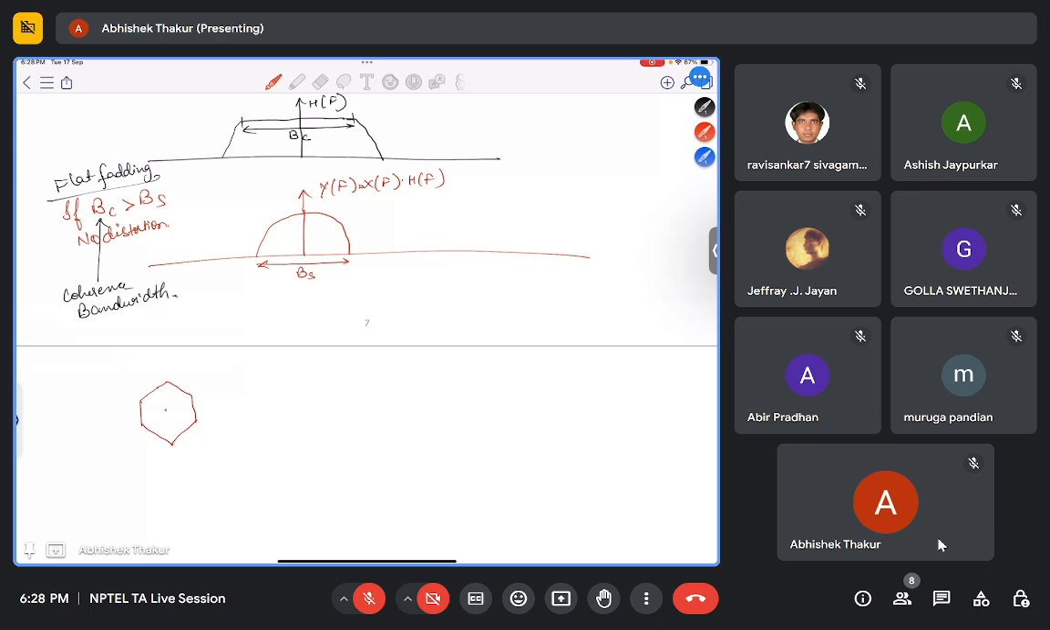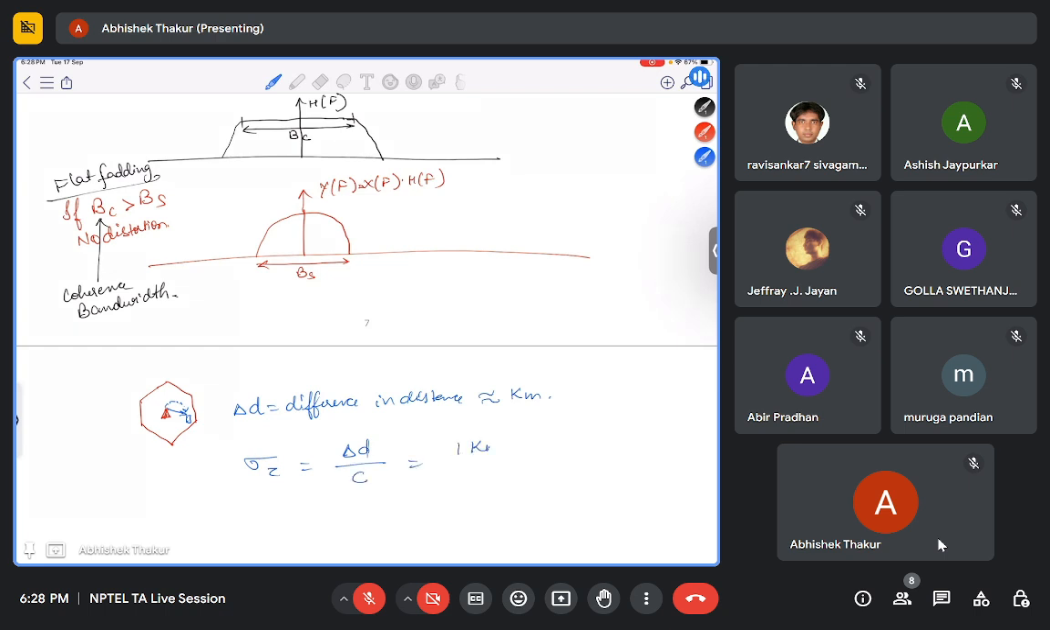And delta D, let's suppose this is our tower and this is a user. So there is some line of sight component and there is some non-line of sight component. So delta D, the difference in distance between the paths, will be in the range of kilometers. So the delay spread sigma tau can be calculated as delta D by c, where c is the speed of light.